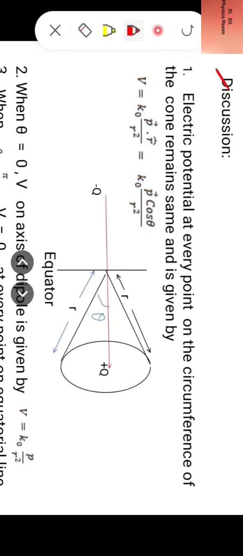And now discussion. First point, electric potential at every point on the circumference of the cone formed by the position vector around the axis of the dipole remains the same and is given by the expression V is equal to k naught p dot r cap divided by r square, and it is equal to k naught p cos theta by r square.